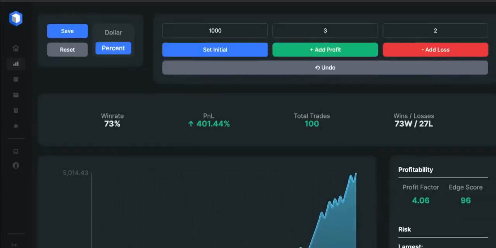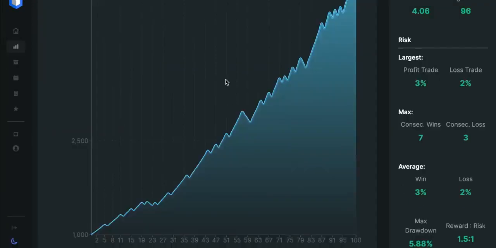So after 100 trades, the strategy has a win rate of 73%. This is definitely really high for a 5-minute scalping strategy. The profit and loss is crazy. We gained over 400% of profit on our account after 100 trades. The equity curve is fairly consistent, no serious drawdowns at all. The profit factor is 4.06 and we had 7 consecutive wins against 3 consecutive losses.